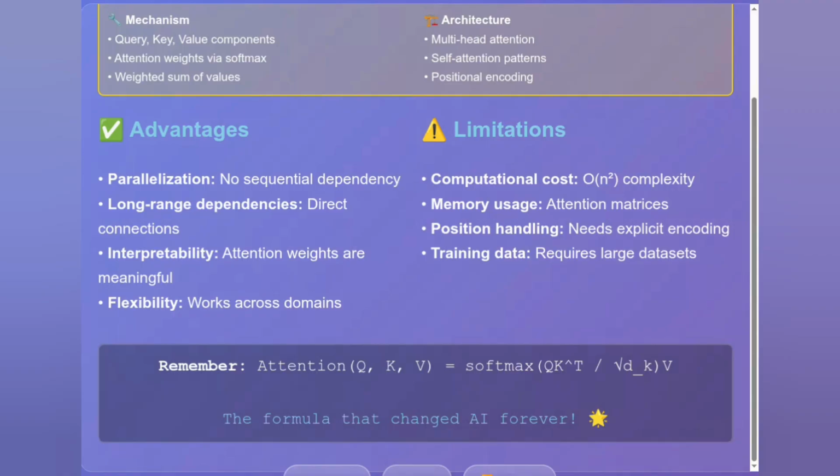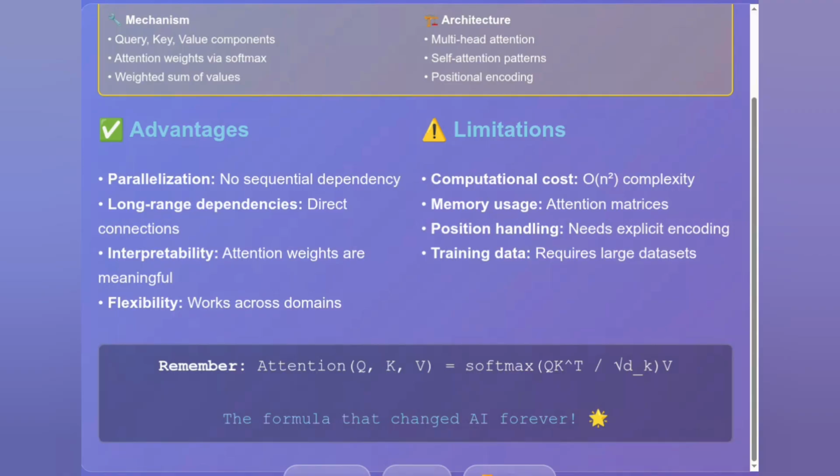The limitations are real but manageable: quadratic computational complexity, significant memory requirements, and the need for large datasets. But these are being actively addressed with techniques like sparse attention and efficient transformers. Remember this formula: Attention(Q, K, V) = softmax(QK^T / √d_k) V. This simple equation changed the course of AI research and enabled the current generation of large language models.